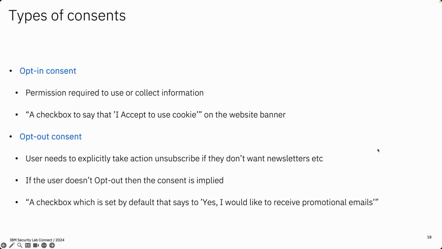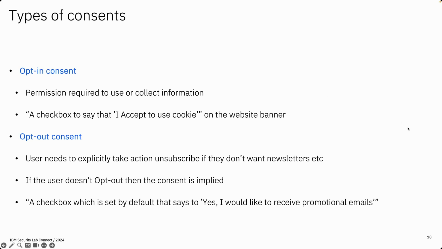Then there are opt-in consents that we see a lot, like whenever you do some login or some checkout work or some transaction processing, you see a checkbox where you say, okay, I accept to use. So where there's a checkbox, you can say it's an opt-in consent. You also might have subscribed to newsletters, and if you don't want those newsletters delivered to your email address, you have to uncheck the box. That'll be an opt-out consent.